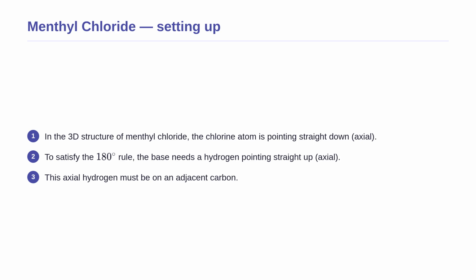Let us analyze the 3D structure of methyl chloride using the strict angle requirement. We are looking at a cyclohexane ring. In this specific 3D conformation, the chlorine atom, our leaving group, is pointing straight down in what we call an axial position. To satisfy the 180-degree dihedral angle rule, the base must remove a hydrogen atom that is pointing straight up, also in an axial position, on an adjacent carbon. This is the only way they will be perfectly opposite to each other.